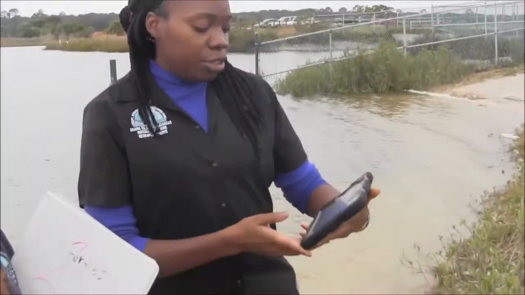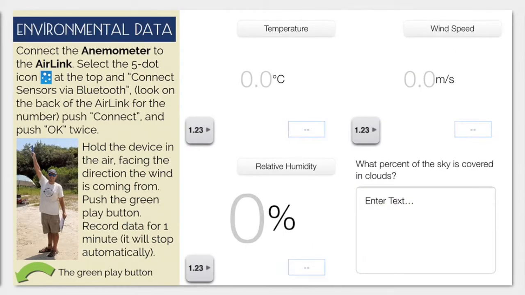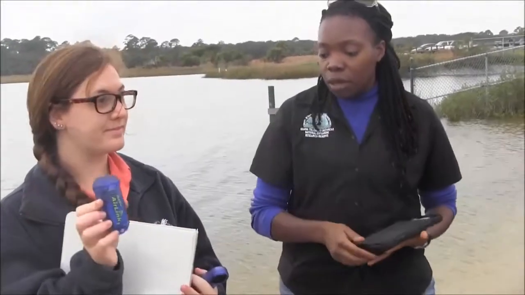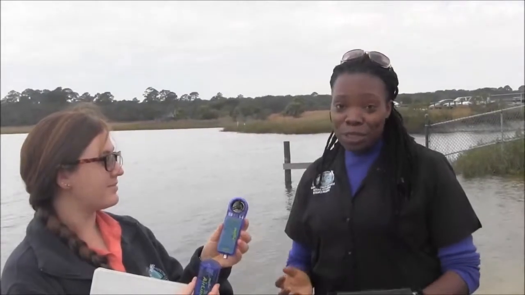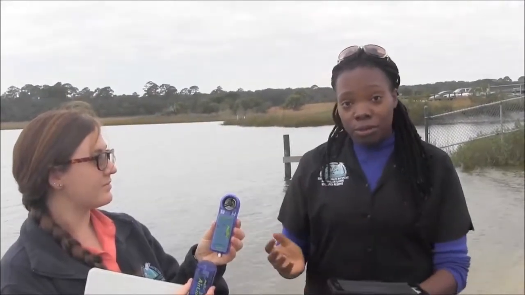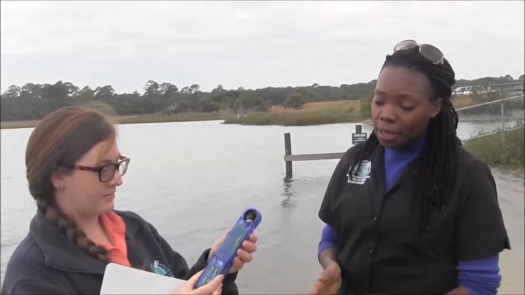Alright, moving on to your next page, we're actually going to get to our environmental data recordings. Just like before with water quality, you're going to be using your AirLink device, which is sending the Bluetooth signal to your smart device. And this time you're going to plug in something called an anemometer. An anemometer measures wind speed. This anemometer also measures air temperature and relative humidity. So go ahead and plug that in.